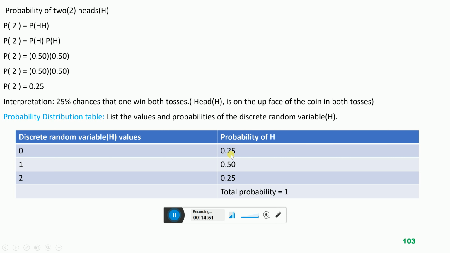0.25, 25% chances that no head, 50% chances that one time head and one time tail, and 25% chances that both times head appear when we toss a coin twice. So the probability distribution table lists the values of the random variable as well as the probabilities of the values of the random variable, and simply we can say that this is a discrete probability distribution function, because the discrete probability distribution function divides one probability over the entire values of the random variable, and this function develops the discrete probability distribution table.